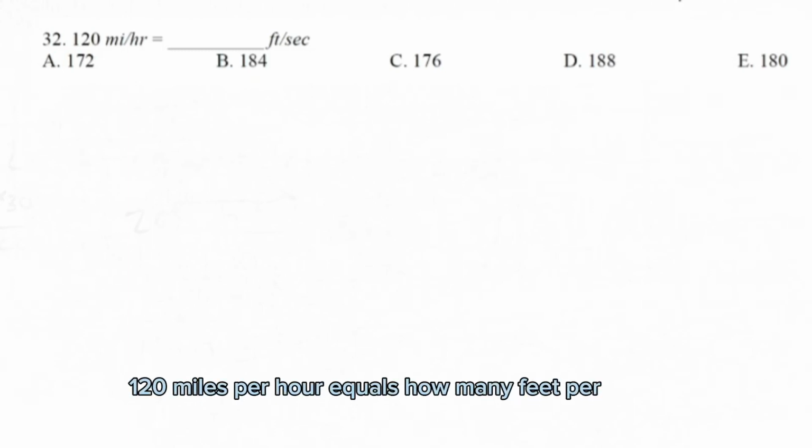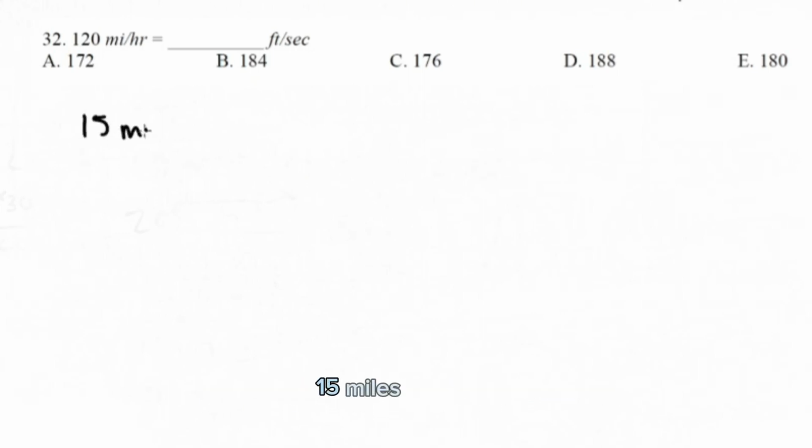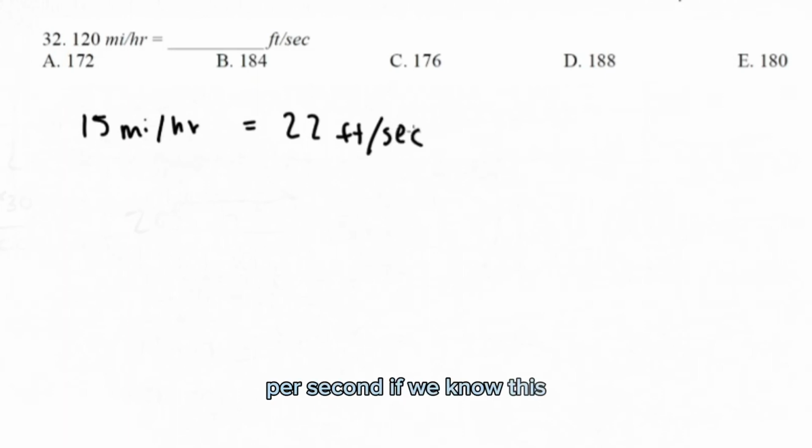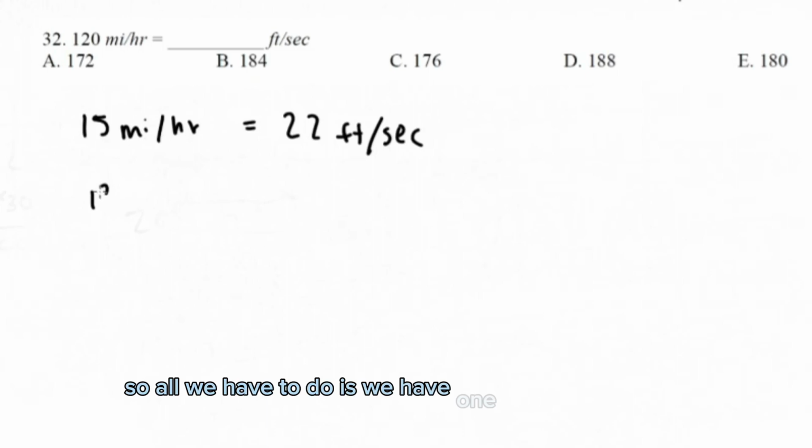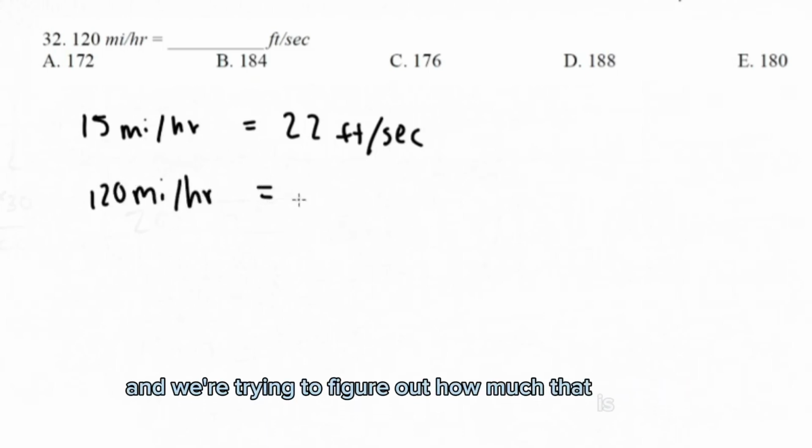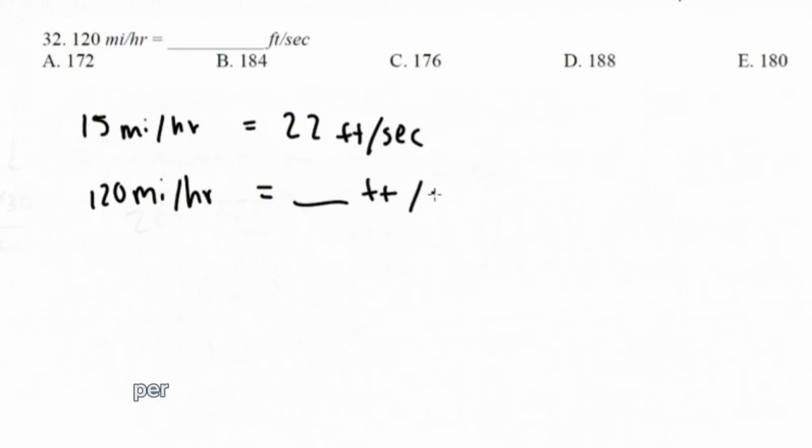Alright, next up, number 32. 120 miles per hour equals how many feet per second? Alright, so when doing problems like this, you have to know this one conversion. 15 miles per hour is equal to 22 feet per second. If we know this, we can solve any of these problems. Alright, so all we have to do is, we have 120 miles per hour, and we're trying to figure out how much that is in feet per second.